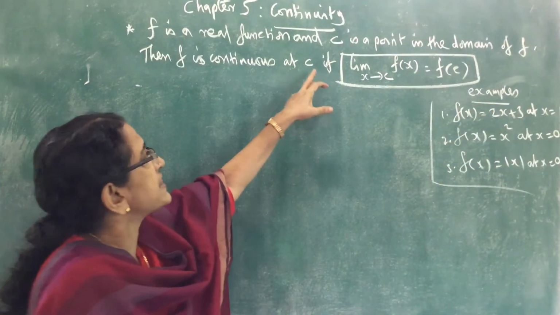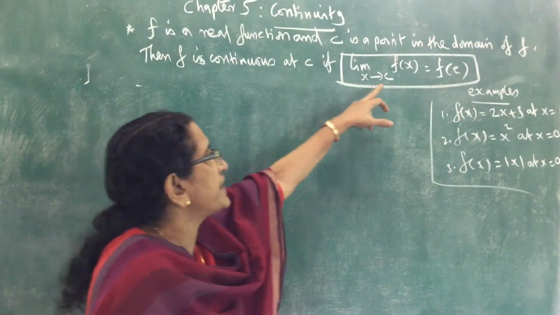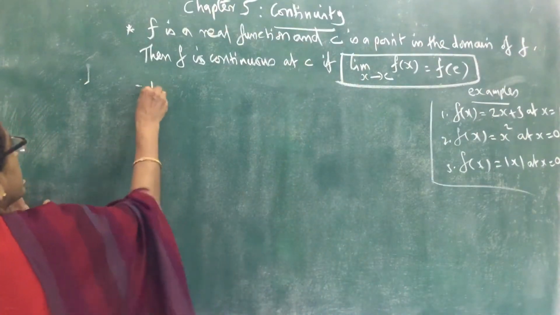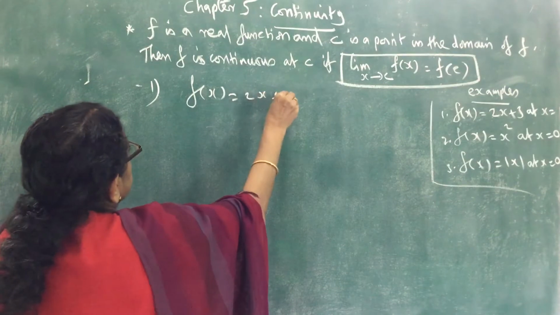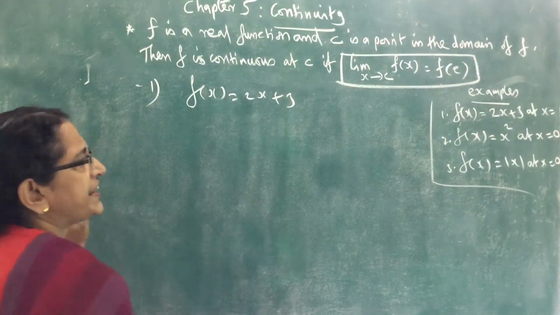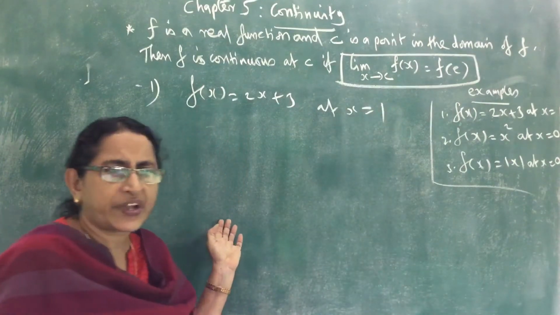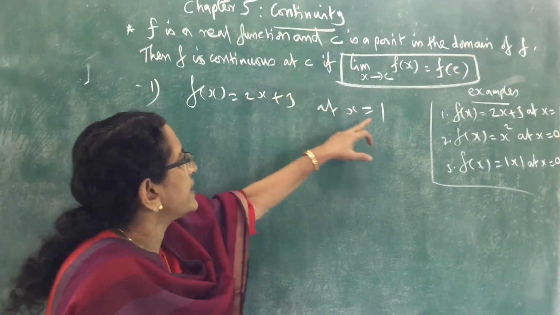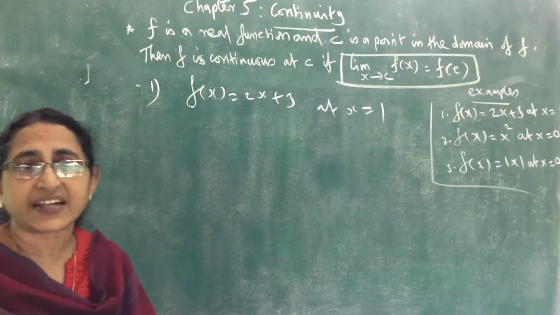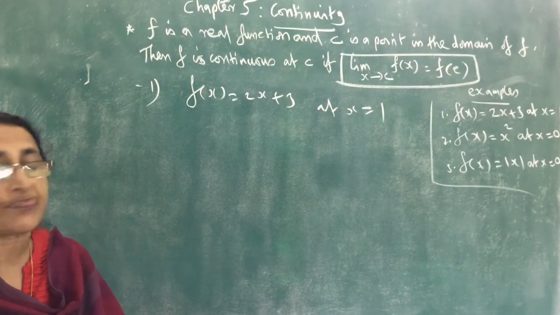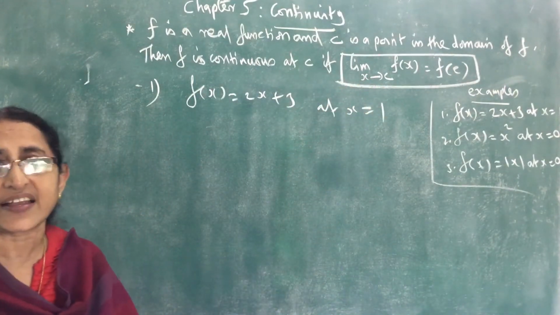The function is continuous at x equal to c if this condition is satisfied. So we have to check first f of x. The given function is 2x plus 3. And we have to check the continuity at x equal to 1. So here in the place of c, it is 1. C is 1. So we have to check this definition, whether it is satisfied or not.